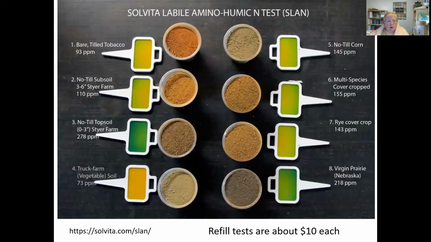One thing that you could do is the Solvita labile aminohumic nitrogen test, called the SLAN test. It takes a set amount of soil and puts a little paddle in it, and the paddle changes color depending on how much nitrogen is being released in the soil. The refills, each one of these paddles, are about $10 a piece.